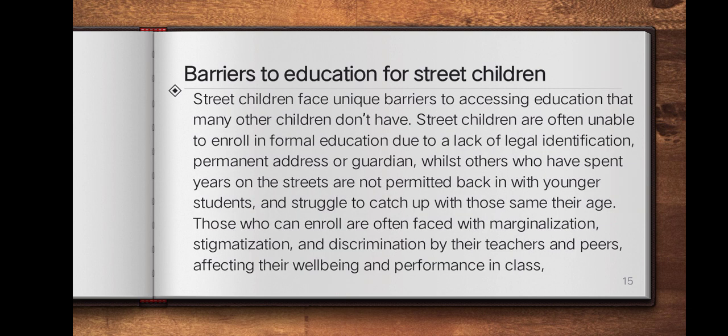So na pod siya barriers jud sa education para sa mga street children. Street children face unique barriers to accessing education that many other children don't have. Street children are often unable to enroll in formal education due to lack of legal identification, permanent address, or guardian, whilst others who have spent years on the streets are not permitted back in with younger students and struggle to catch up with those na same nilag age. Those who are able naman po to enroll are often faced with marginalization, stigmatization, and even discrimination sa ila pa dyan peers and even teachers, affecting their well-being and performance in class.